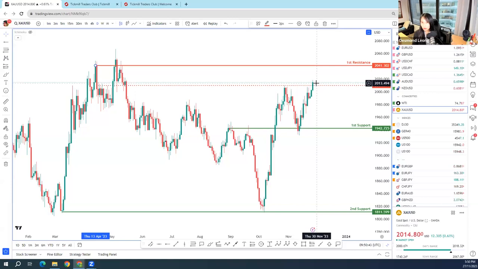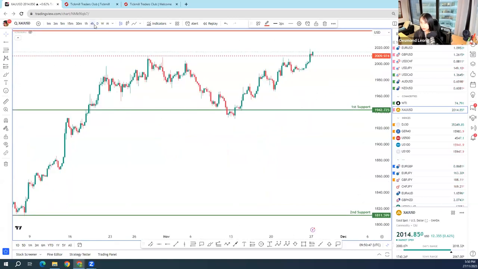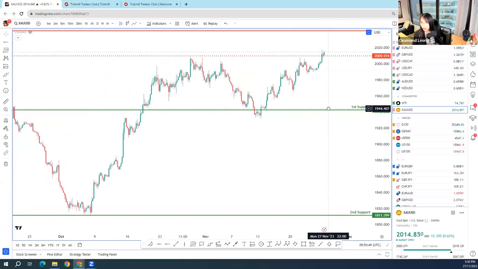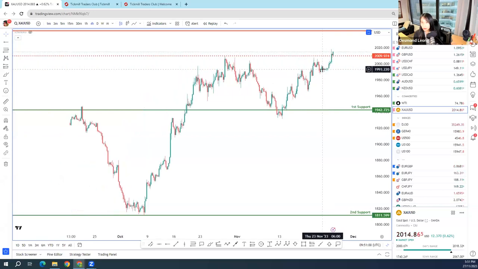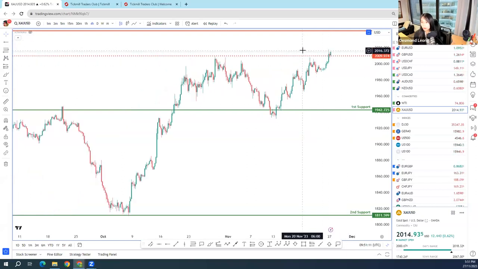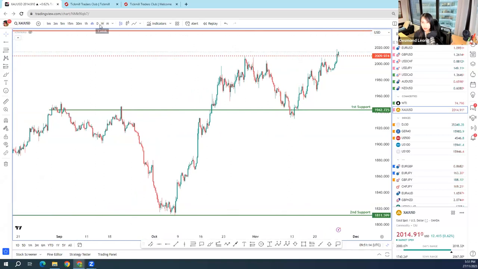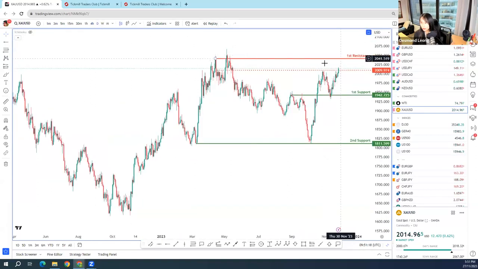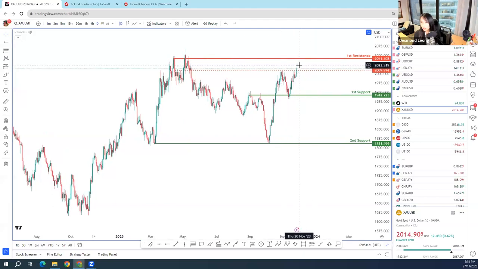Let's look at the 4-hour chart. Even on the 4-hour chart, you can see the price is right on this resistance level over here. Let's see if this resistance level will be strong enough to push the price down, or once it breaks through, it will become the next support level, and then the price moves towards the first resistance over here. It has the potential to break through, but let's see if the price is strong enough.